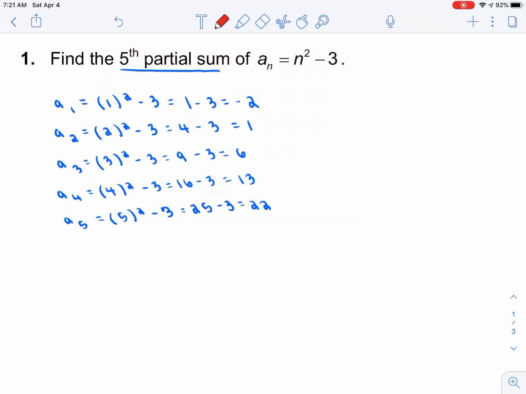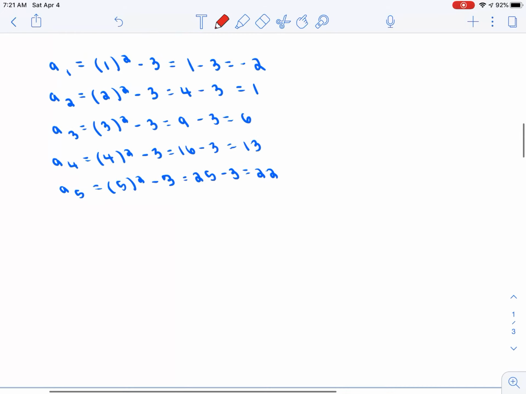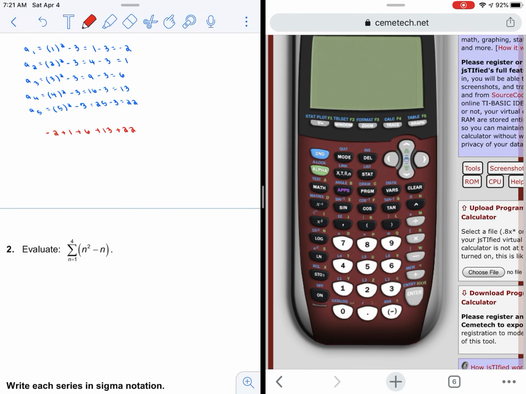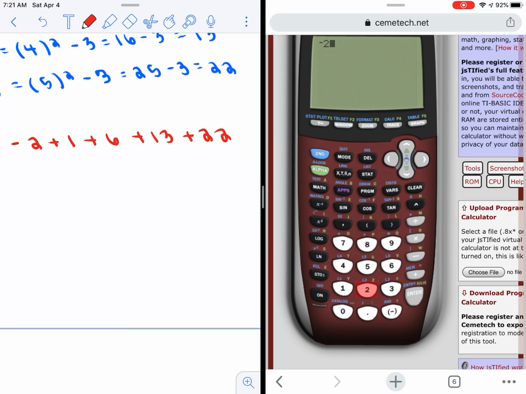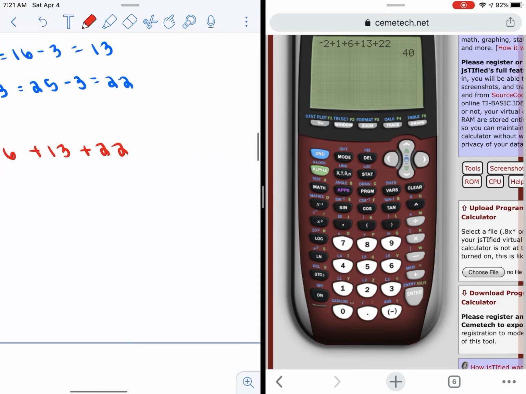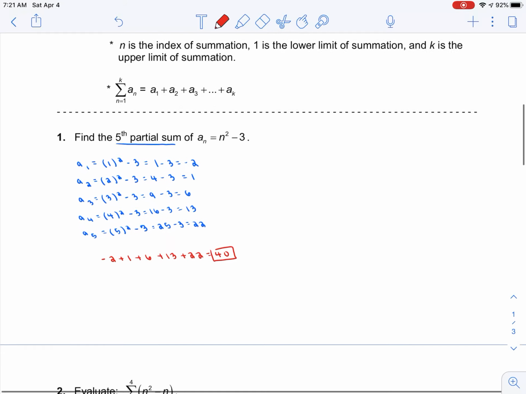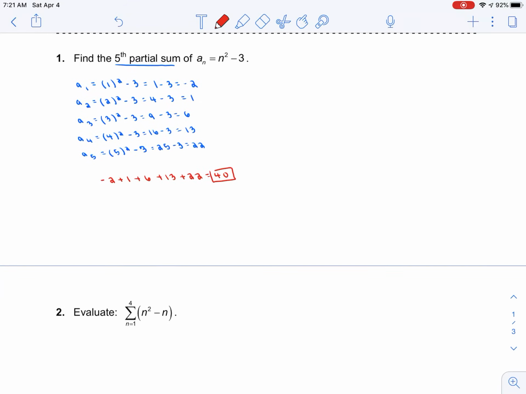Now, once you are finished, you take all 5 of those terms, and to find the sum of them, we just add them up. I'm going to use my calculator just to be safe. It's pretty early right now, so I just want to make sure I don't make a mistake. Negative 2 plus 1 plus 6 plus 13 plus 22 equals 40. And that would be the final answer. Let's look at the next page.